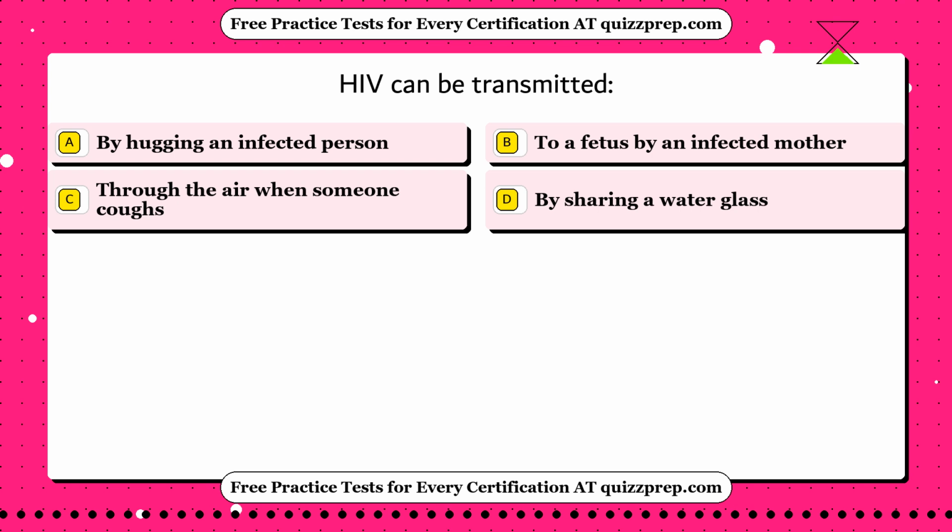Option A. By hugging an infected person. Option B. To a fetus by an infected mother. Option C. Through the air when someone coughs. Option D. By sharing a water glass.